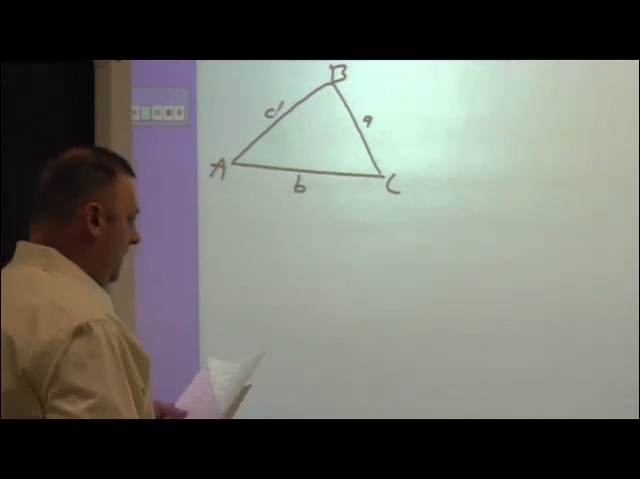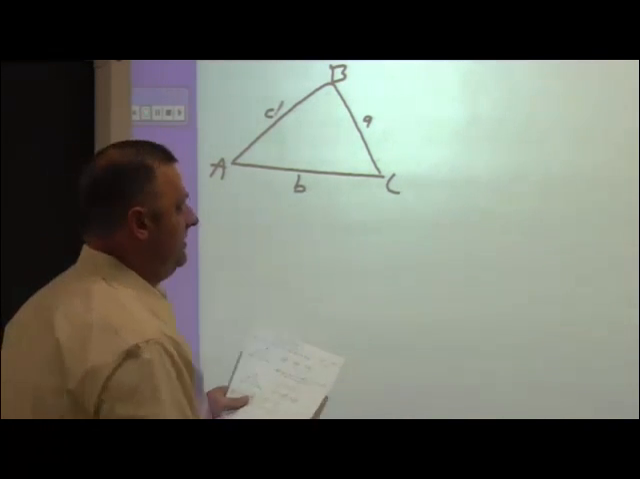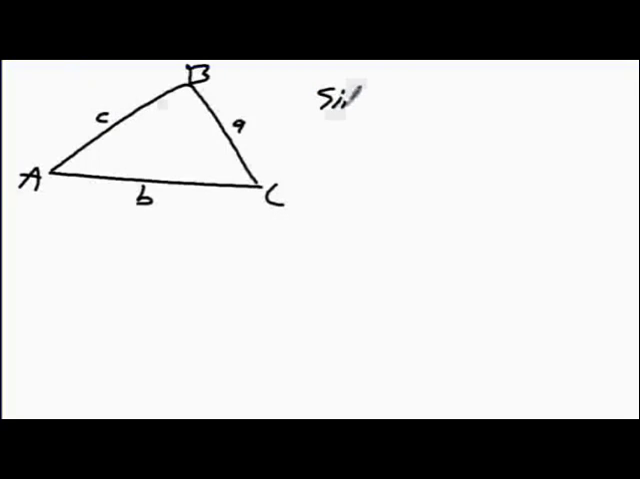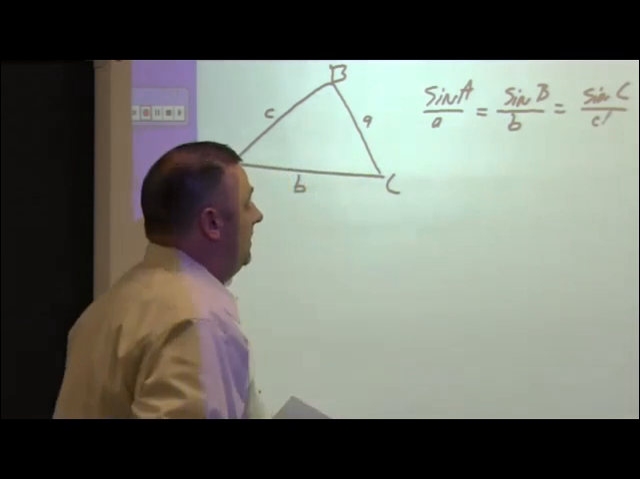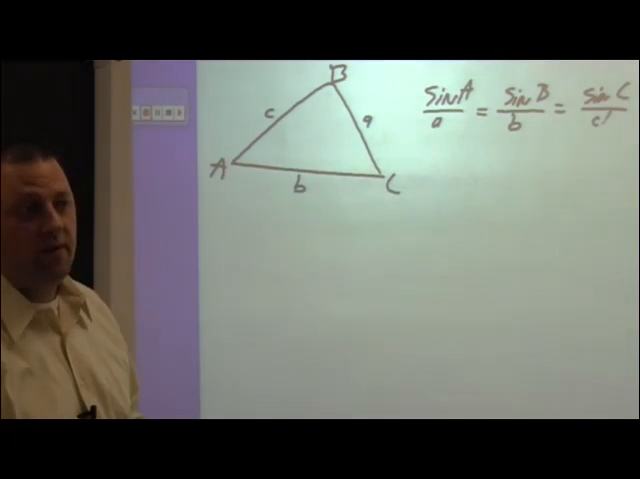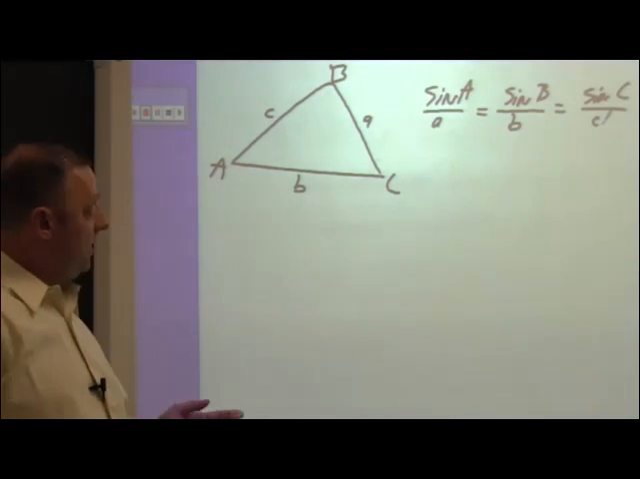Now the law of sines goes like this. Sine of angle A over the side opposite, lowercase a, is equal to sine of angle B over the side opposite, lowercase b, equals sine of angle C over the side opposite, lowercase c. That's the relationship of those using sines.